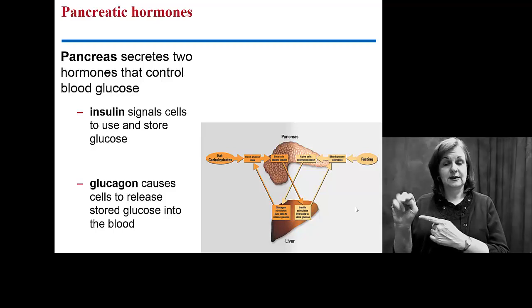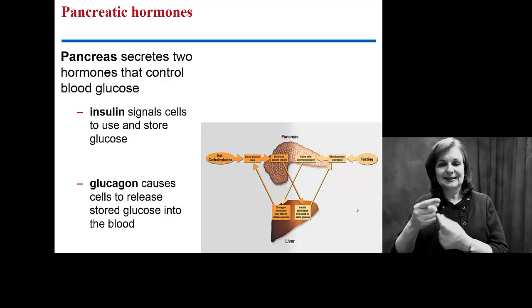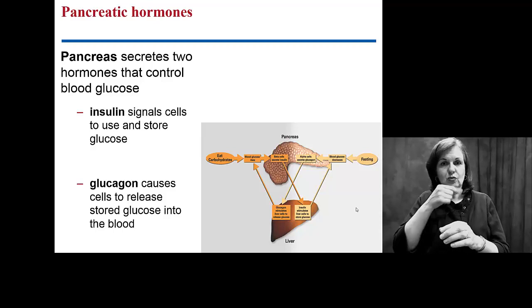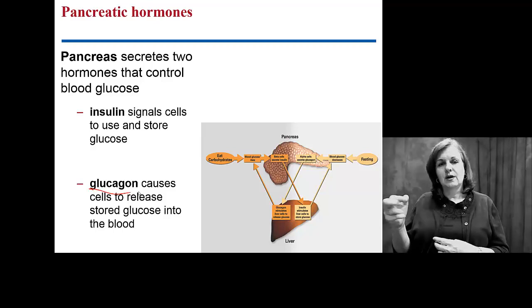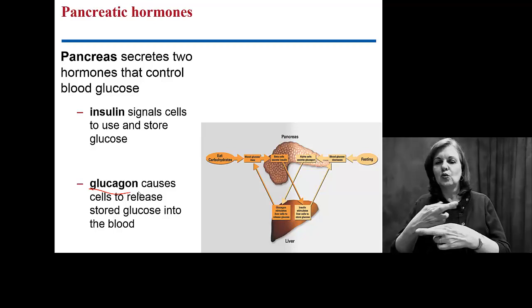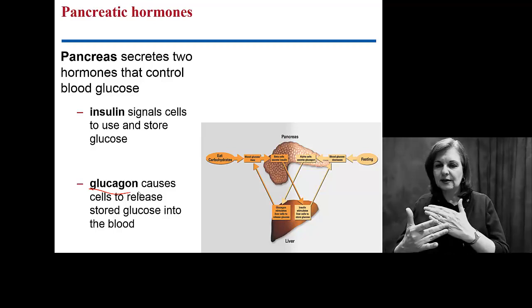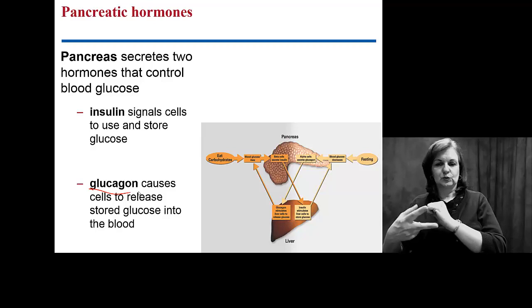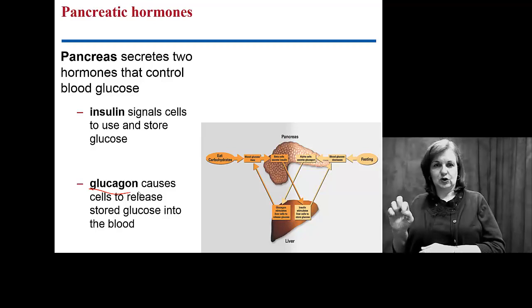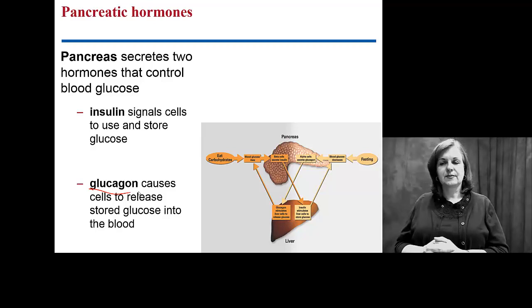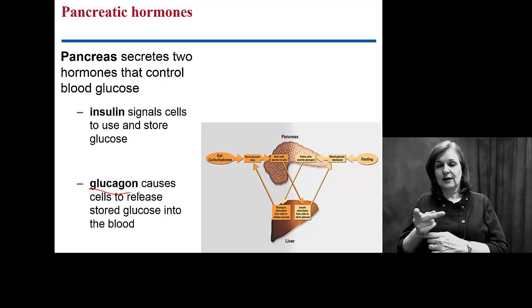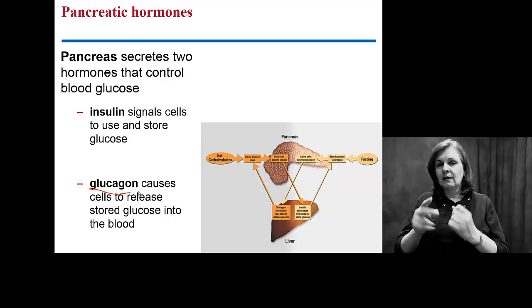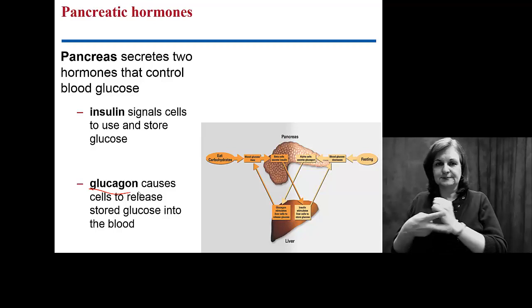So the insulin is going to signal the cells to actually take up glucose from the bloodstream. The glucagon tells cells to release that glucose into the bloodstream so that we can actually store it in your liver. So we're going to work between the pancreas and the liver to release glucose when it's needed and to store glucose when we have excess.